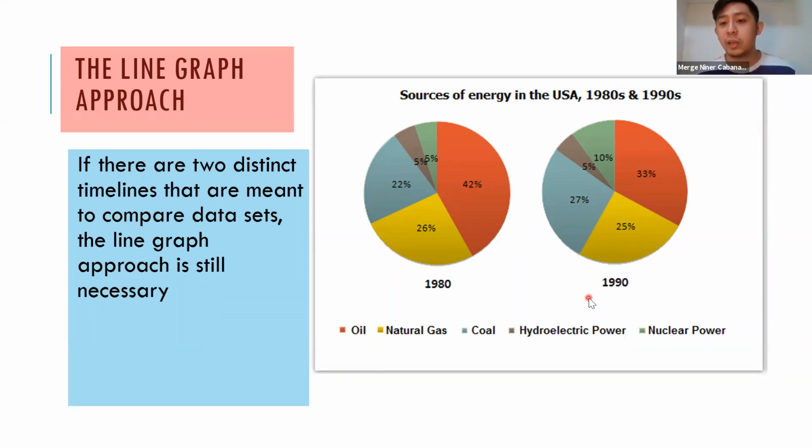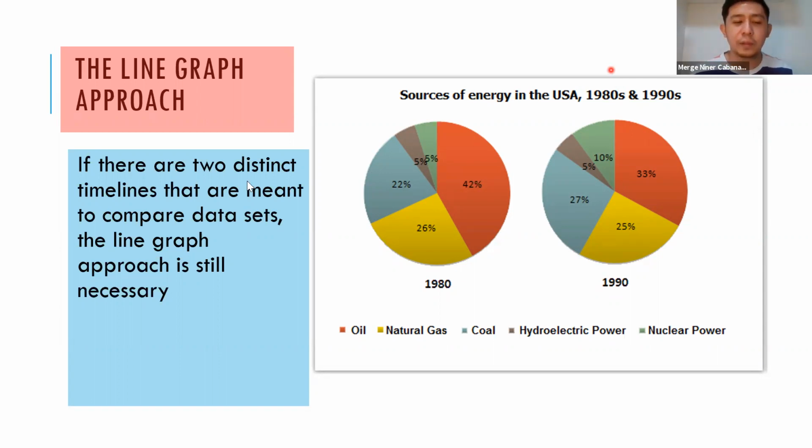So what approach are we going to use? Simply put, line graph, because we're trying to compare two data sets. We're trying to compare distinct timelines. We're trying to compare the figure of 1980, whether there were some changes in the sources of energy in the USA after a decade. From 1980, what changes have we observed approaching 1990? Are there any? Then that is what you're going to use, the line graph approach.